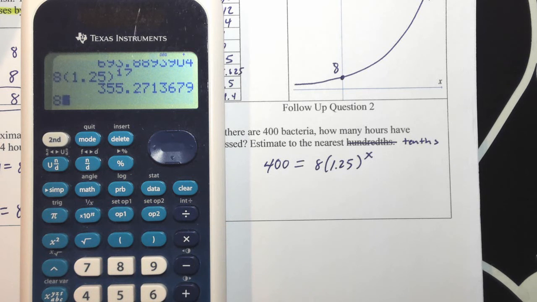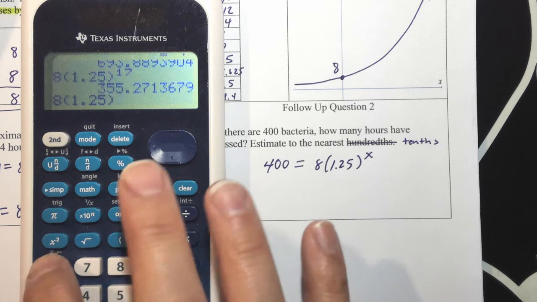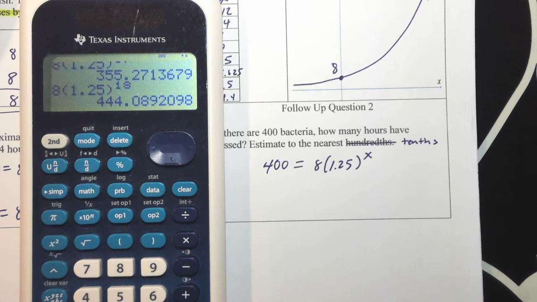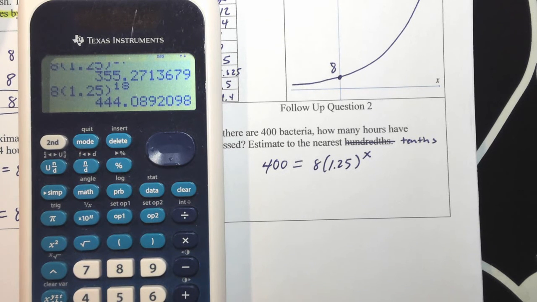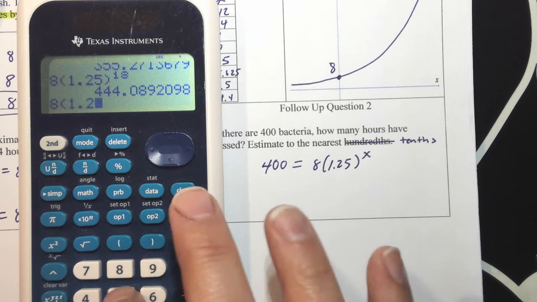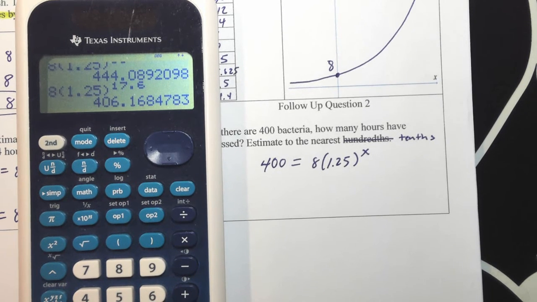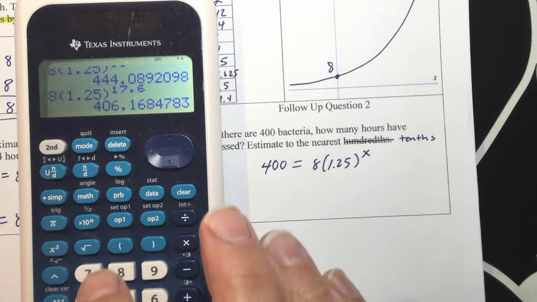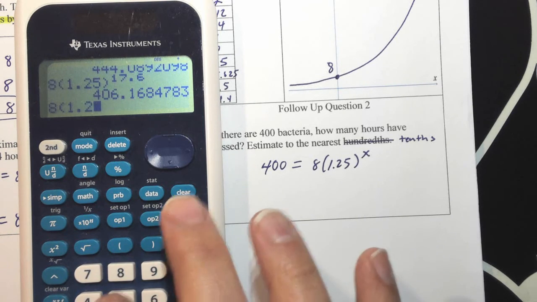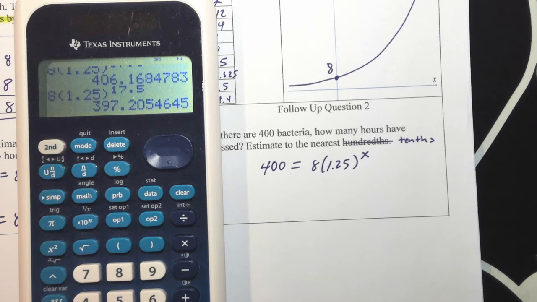We'll keep on going. Let's try 18. 444. That's slightly closer. So now I'm going to go 17.6. 8 times 1.25 to the power of 17.6. Ooh, snap. That's pretty close. Let me try 17.5. Bam. And that is closer.